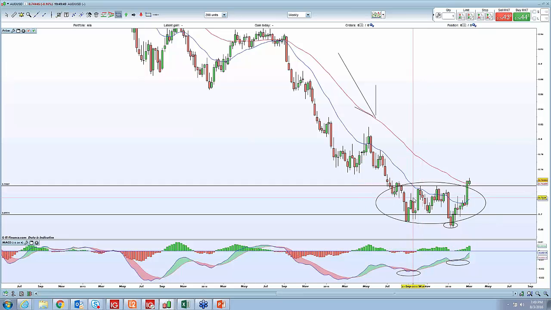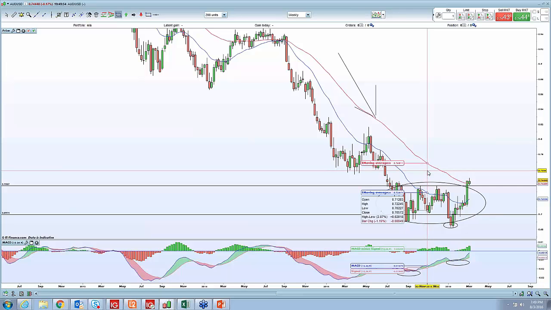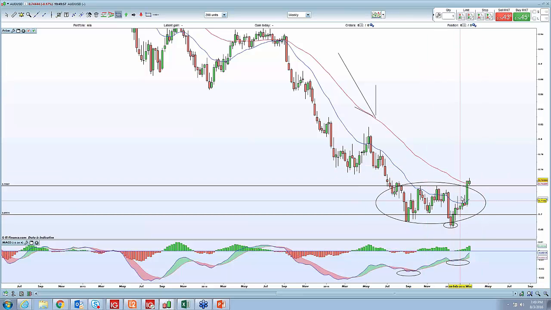Seems like a very nice breakout, and it is looking to test the next level of resistance at around 76. So the weekly chart seems to have broken out to the upside. Momentum on the MACD, no divergence. This is good to me.